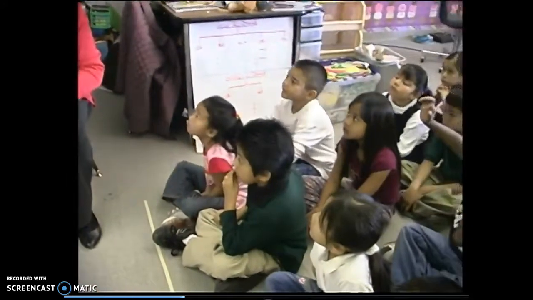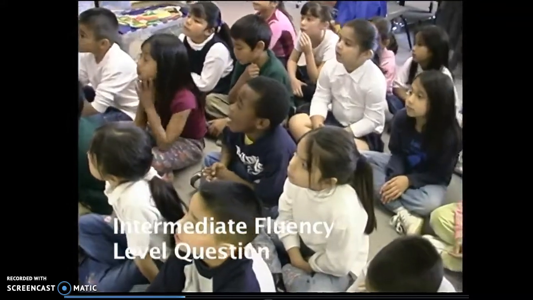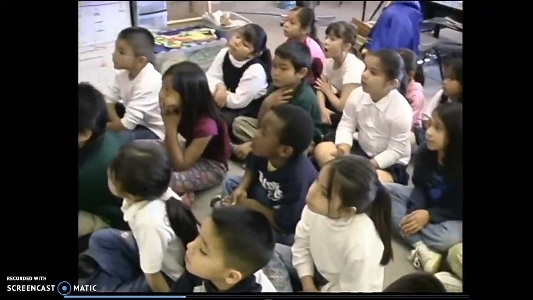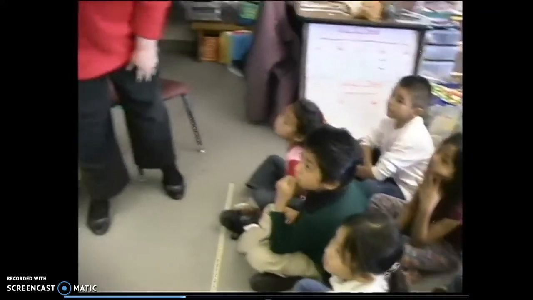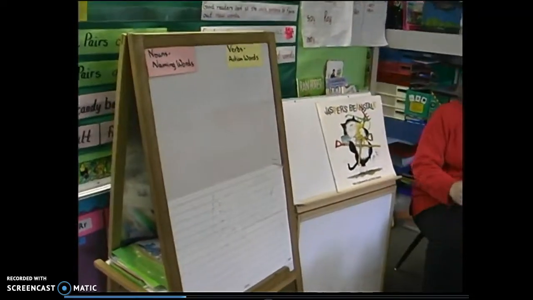The last time we read the story, we were looking for nouns. Nouns are naming words, and they can name what? Mariah? People, places, or things.